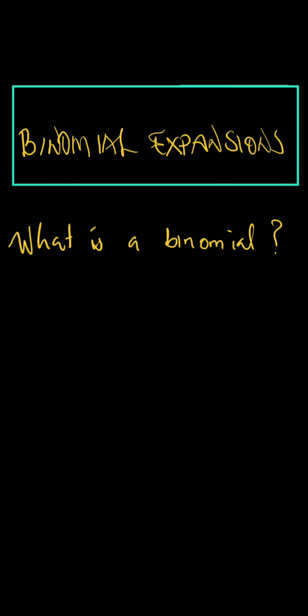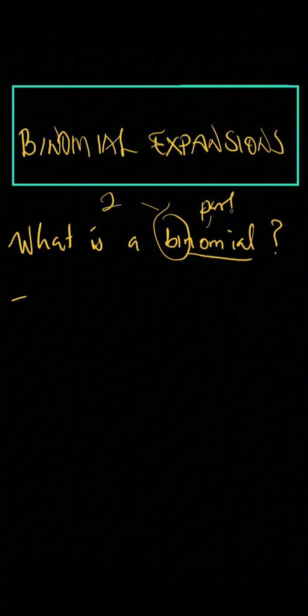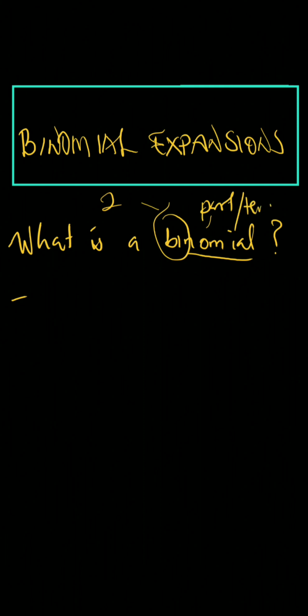So a binomial is simply an expression. From this word binomial, we have bi, which represents 2, and nomial, which simply represents parts or terms. So now we can conclude that a binomial is simply an expression with 2 parts or 2 terms.